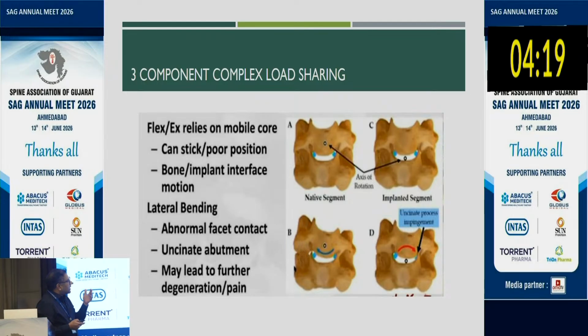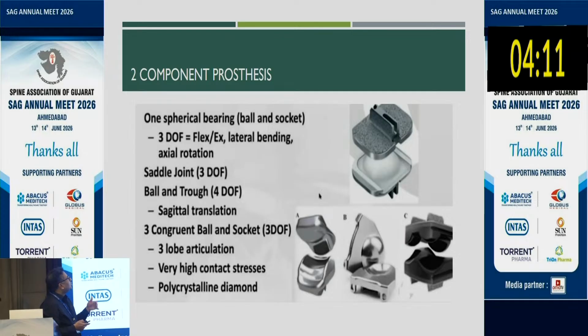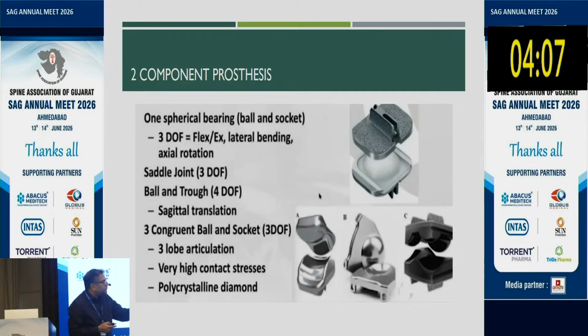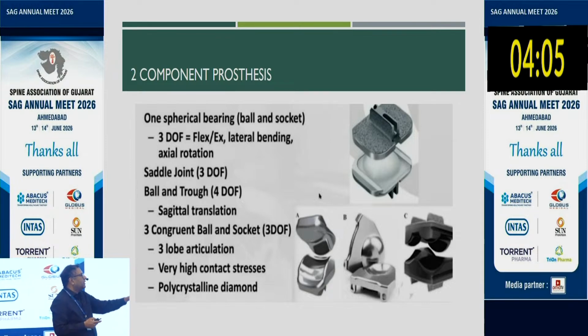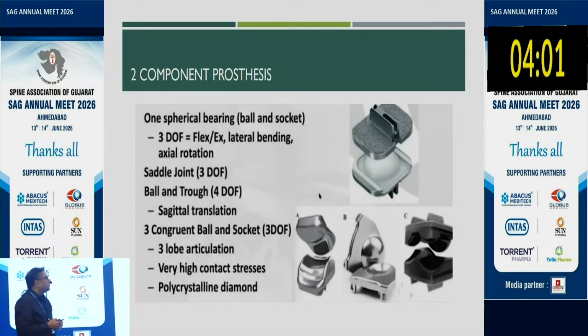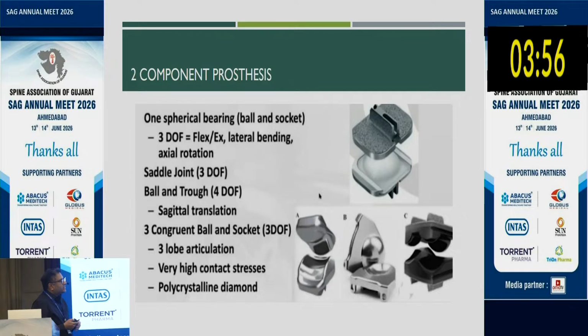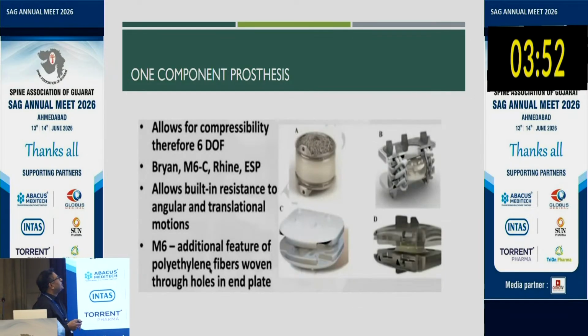And there are discs which are of various types. There are 3-component discs in which you have 2 end plates and a center material. And you also have 2-component prostheses in which you can have different forms. There may be a cup and ball, there may be a saddle. With these forms, each one does a lot of good flexion extension. There is this limitation of side movement.